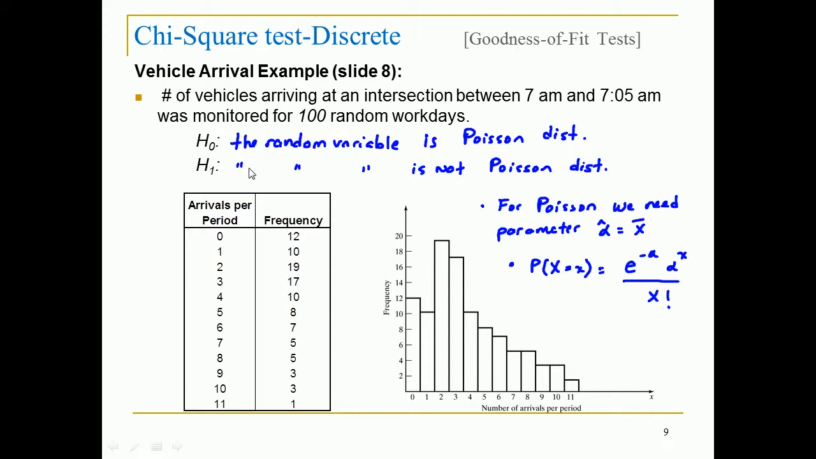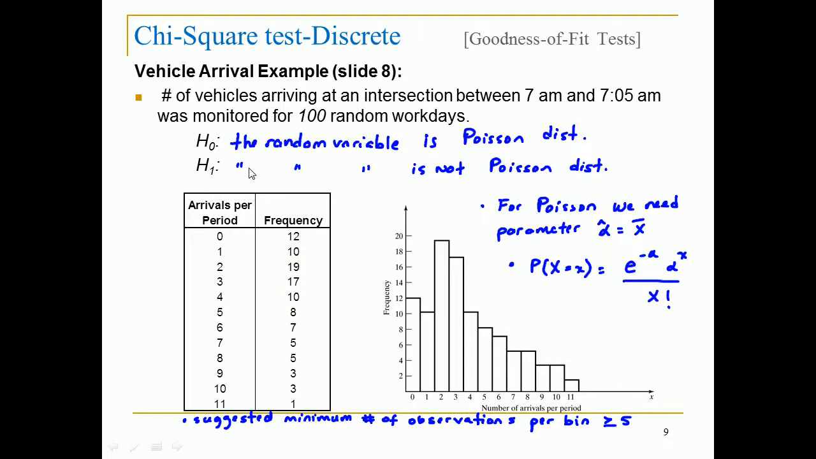Now, as an observation, remember that the suggested minimum number of observations per bin has to be greater or equal to 5.